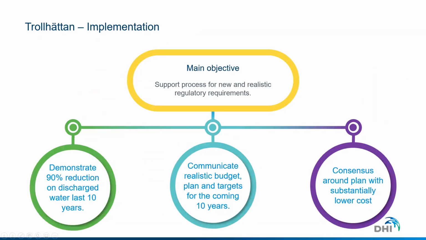The city of Trollhättan was able to create a well-documented review of the effects and cost of their carry-out measures, as well as a realistic plan for the coming 10 years with regards to achievable outcomes and budgets. This was communicated to the regulators and resulted in the review of the regulatory requirements set back in 2017, with the approval of new regulatory requirements being the end goal.